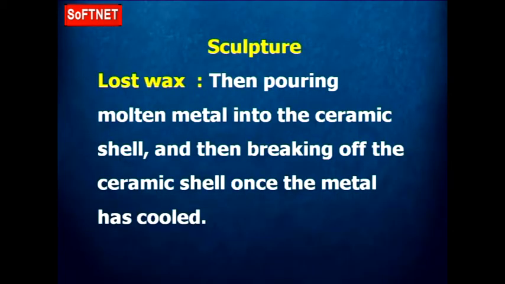Or you create a sculpture in clay, then take a mold of it and make a wax cast out of that mold, and then create a ceramic shell around that wax form. Then you make a hole and pour metal into it. The metal would have high temperatures, so the wax will melt away, it will evaporate. In the place of wax, the metal goes inside and occupies the form made in wax, and the wax gets evaporated.